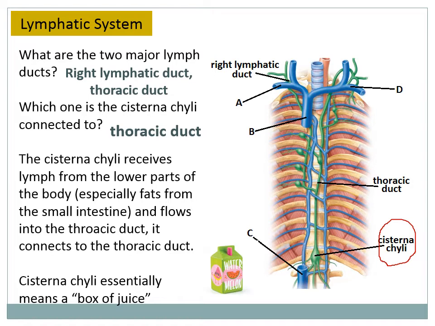Essentially what cisterna chyli means is box of juice. So what I imagine is that someone at some point found a cisterna chyli in somebody they were either doing surgery on or maybe a cadaver, and they squeezed it and it squirted like a little box of juice. But it's really a little box of fat. That's essentially what the cisterna chyli is doing. It's taking in fats from the small intestine and giving it to your thoracic duct.